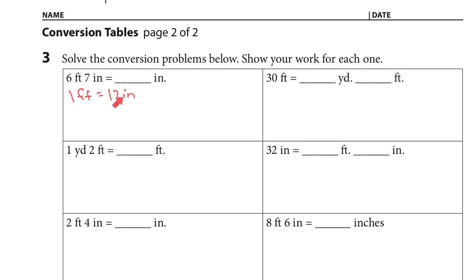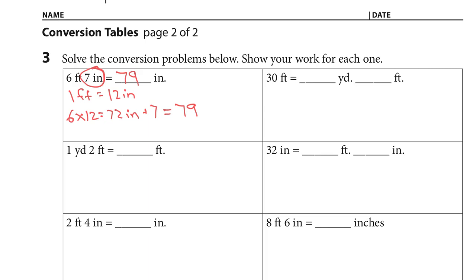So 1 foot is 12 inches. I have 6 feet. Let's forget about the 7 inches for now and figure out how many inches 6 feet would be. Well, I'm going to take 6 times 12 to figure out how many inches are in 6 feet. And I know that is 72 inches. Now that I know that, I can add the 7 that I kind of forgot about there for a total of 79 inches. Okay, so you got to make sure you put it in the right box, though. I almost didn't.